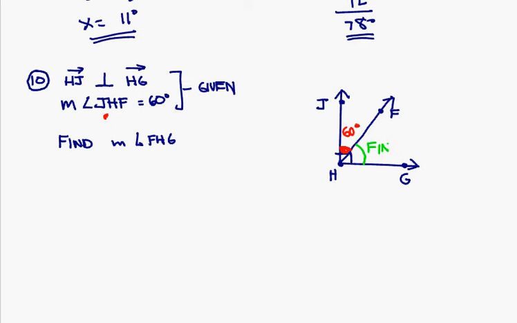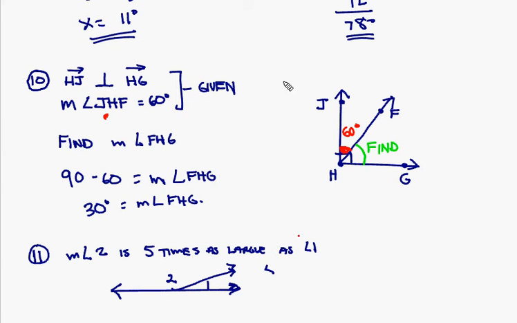Well, the fact that those two rays are perpendicular means they form a right angle. All right, and so we're going to use the definition of complementary angles in order to find that missing angle. And you can probably do this just about in your head. So you know that if I go 90 minus 60, that's going to give me the measure of angle FHG, and therefore 90 minus 60 is 30. So 30 degrees is the measure of angle FHG.